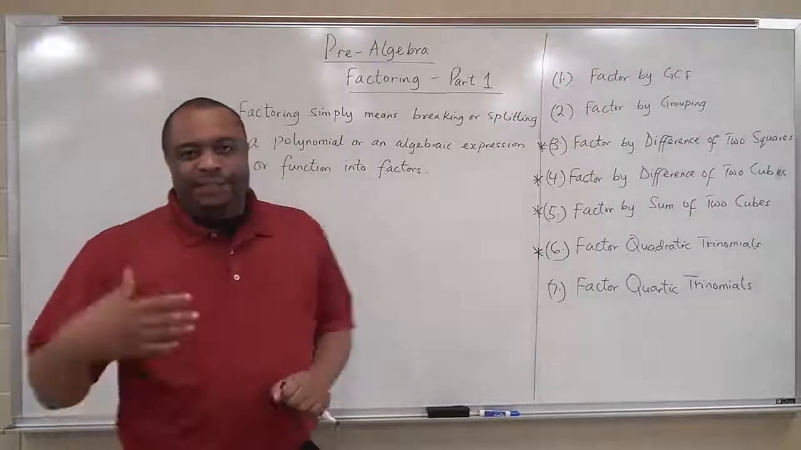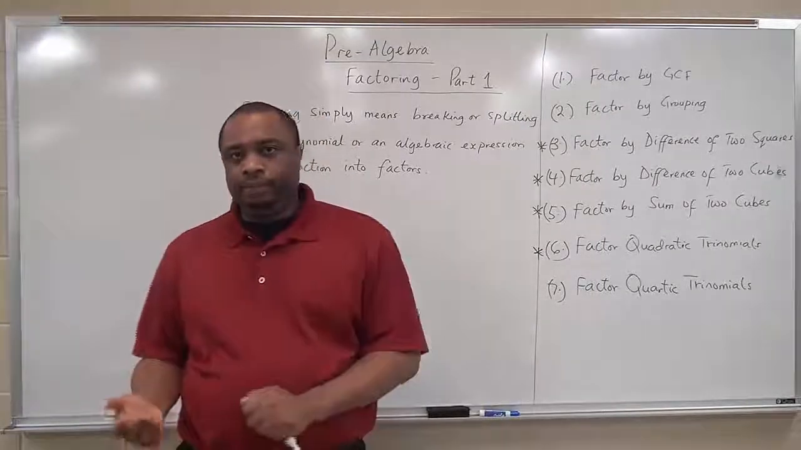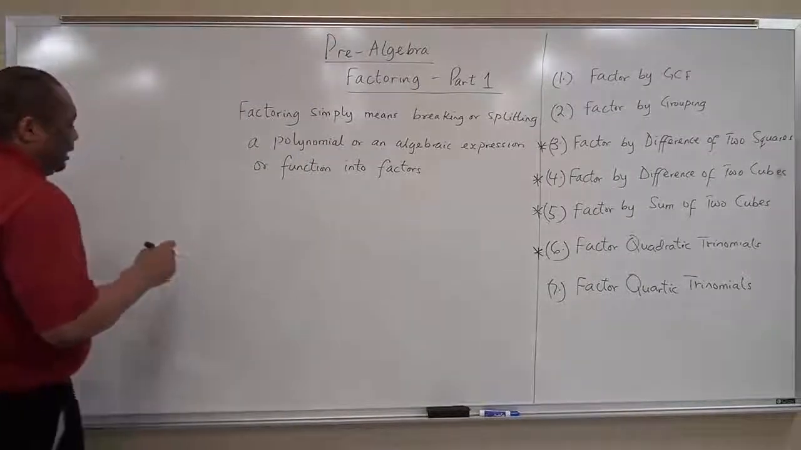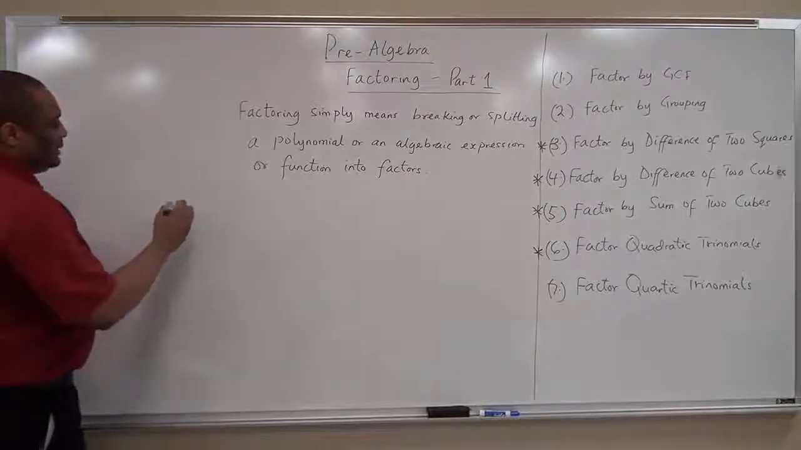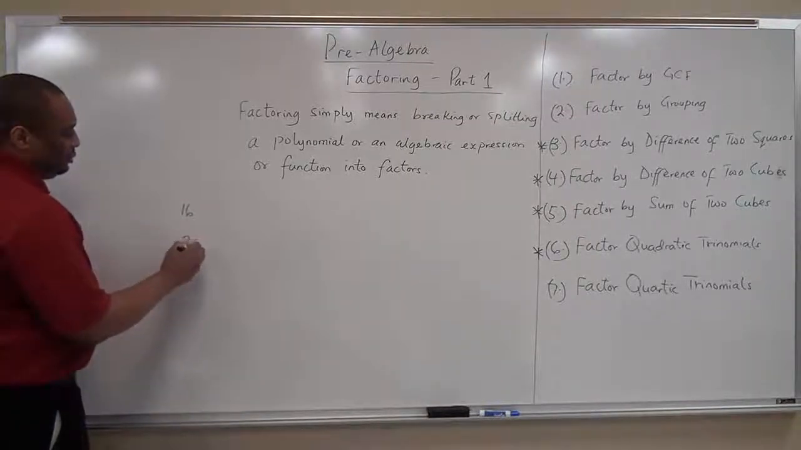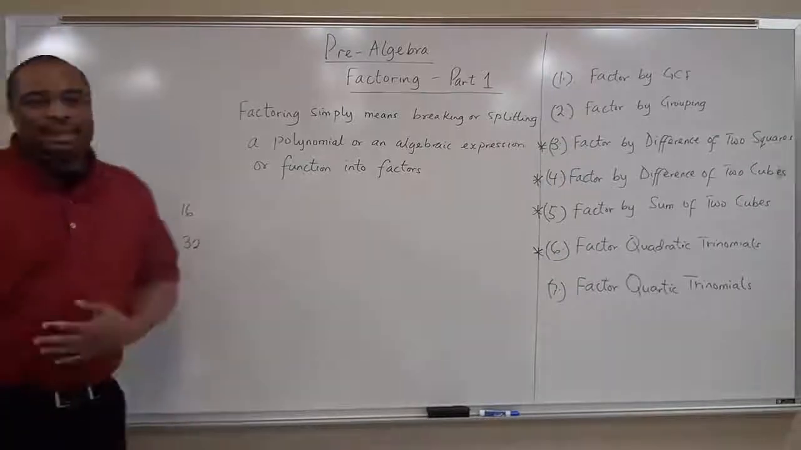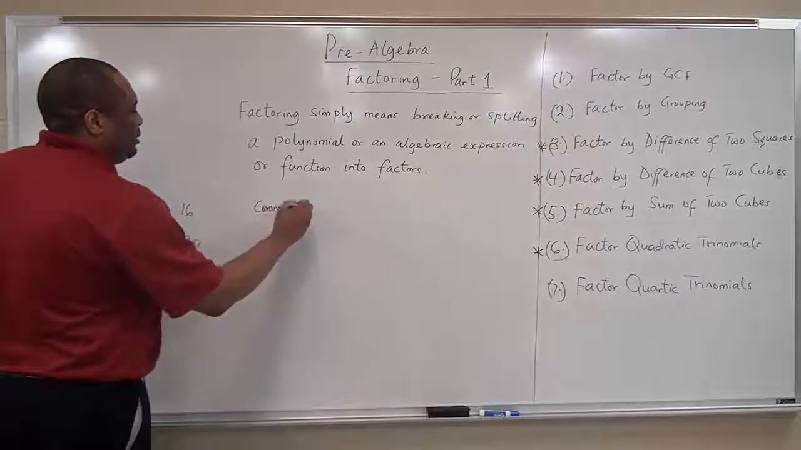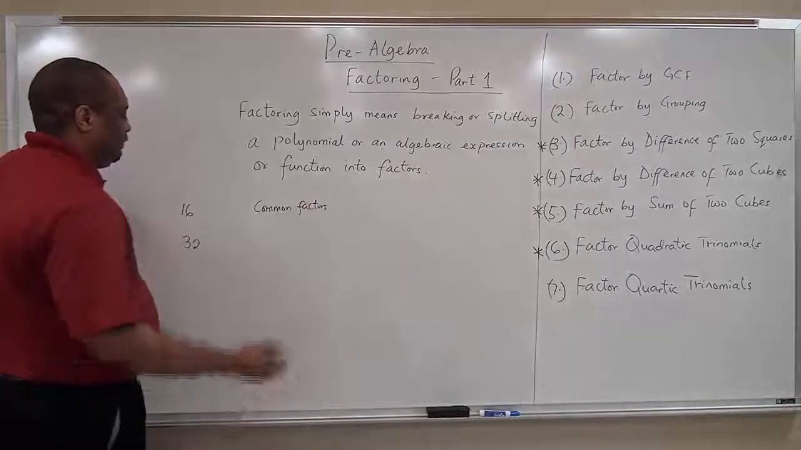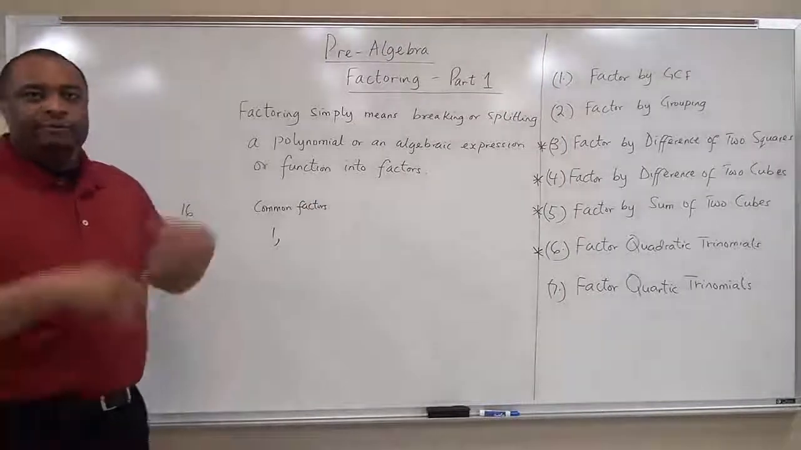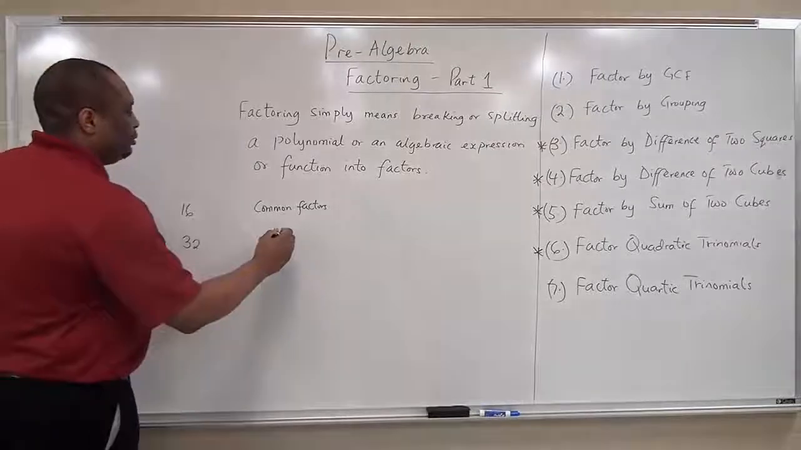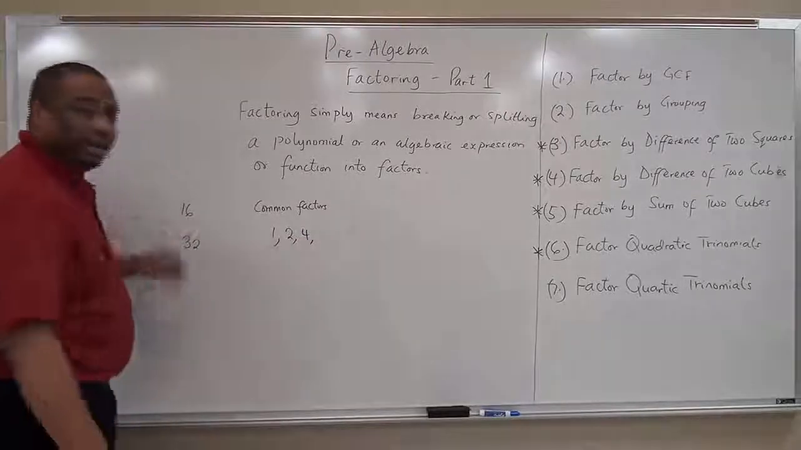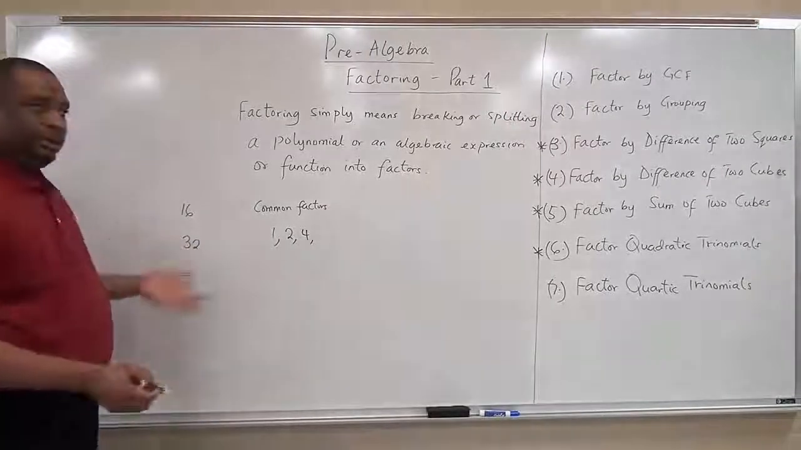When we factor by GCF, GCF means greatest common factor. So if you look at something like 16 and 32, you can have common factors. The common factors: we have 1, of course, 1 is a factor of everything. We have a 2. We have a 4. We have a 6, no, 7, no, 8.